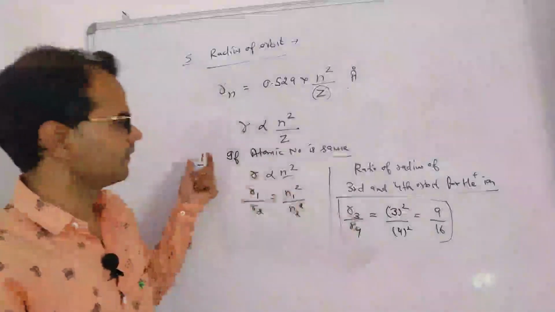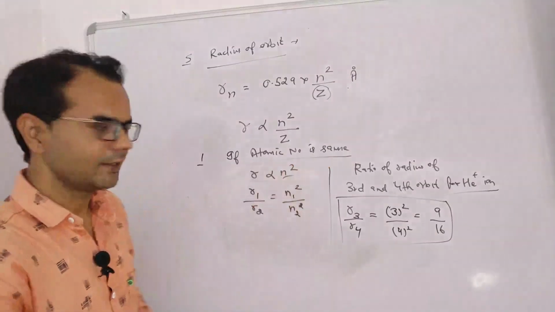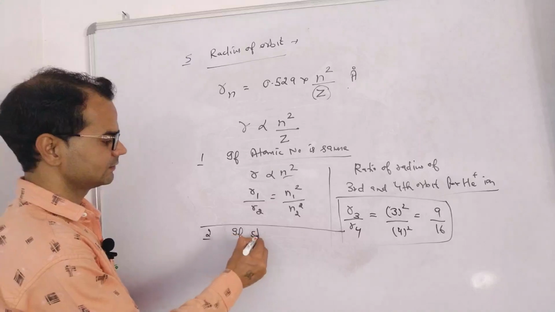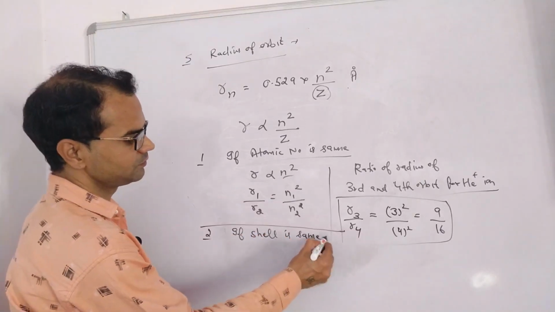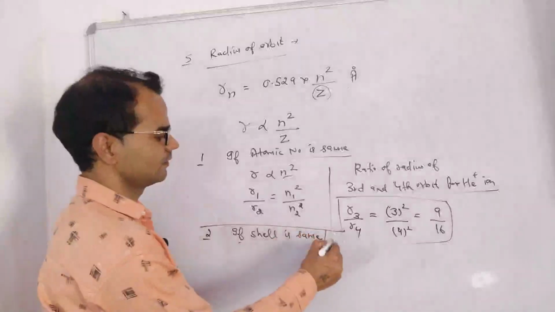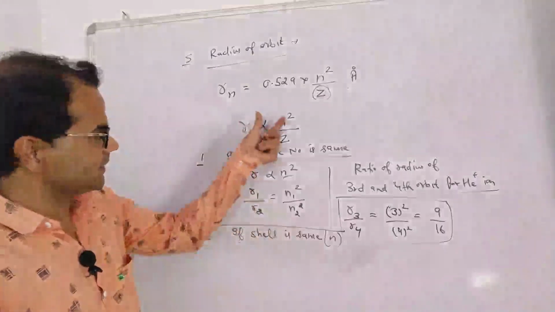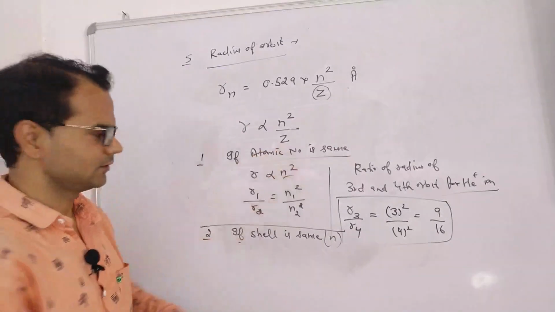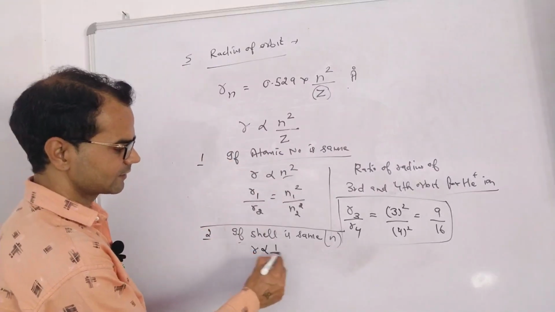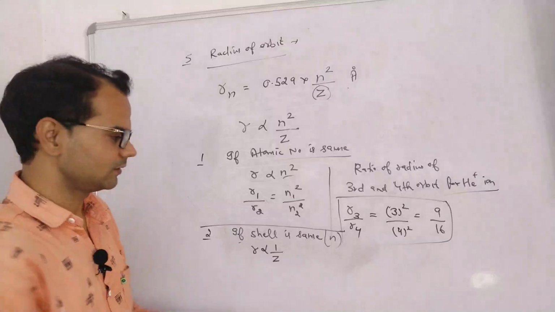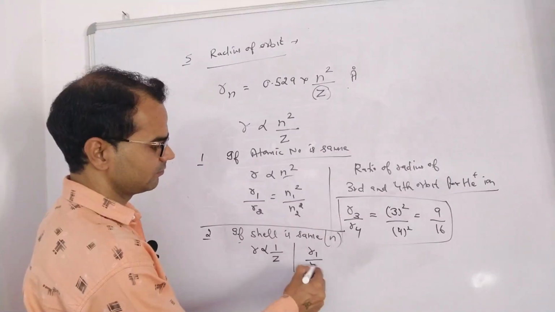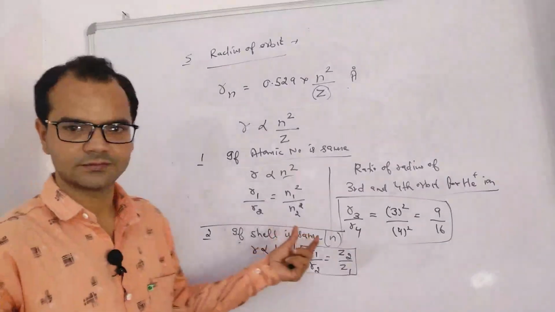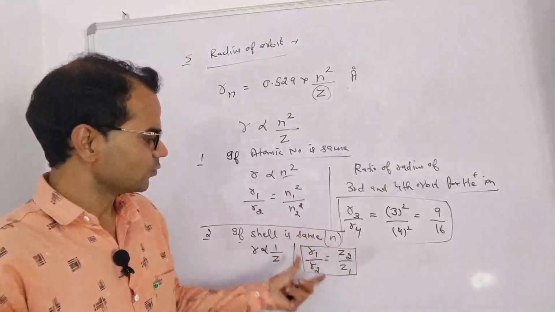This is applicable when atomic number is the same. Second conclusion: if the shell is the same, the orbit is the same, that is n is the same and constant, radius will depend only on atomic number Z. So the conclusion will be radius is inversely proportional to atomic number. So for two conditions, R1 by R2 equal to Z2 by Z1. Clear? Let's do a numerical for this also.